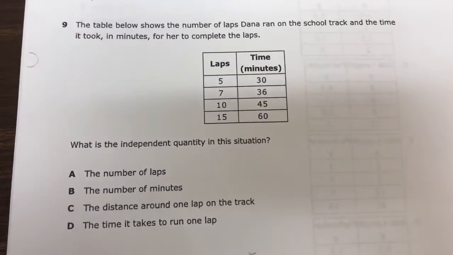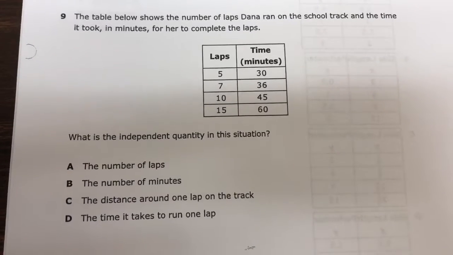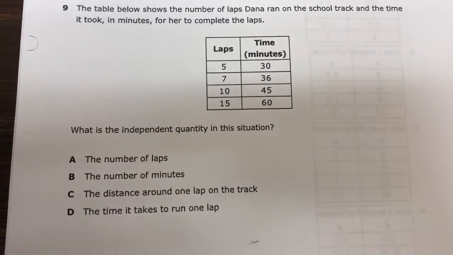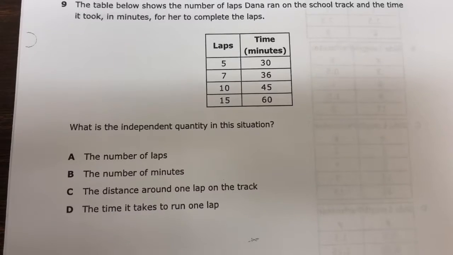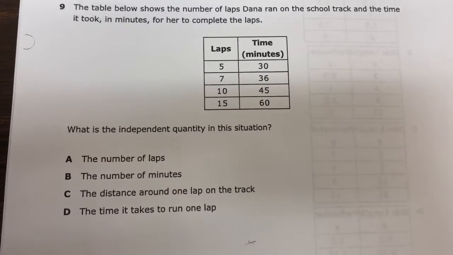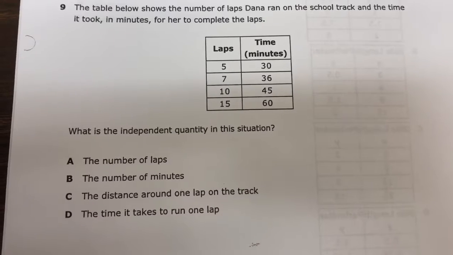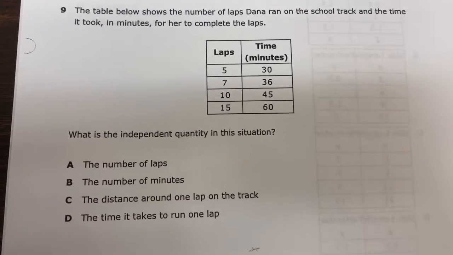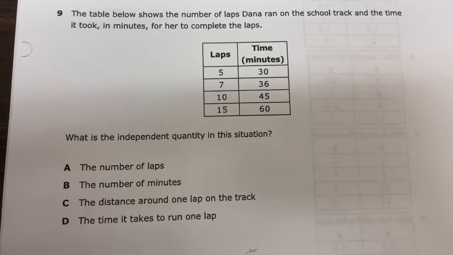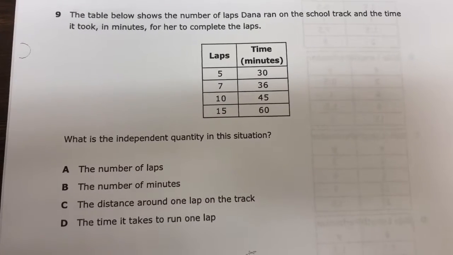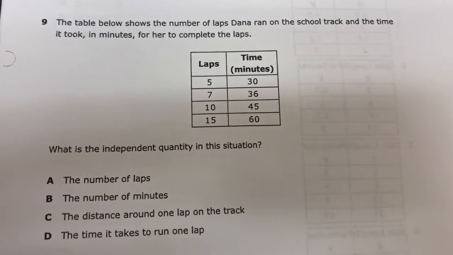Number 9. The table below shows the number of laps Dana ran on the school track and the time it took in minutes for her to complete the laps. What is the independent quantity in the situation? A, the number of laps. B, the number of minutes. C, the distance around one lap on the track. Or D, the time it takes to run one lap.